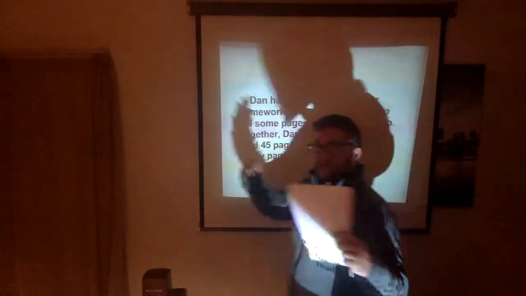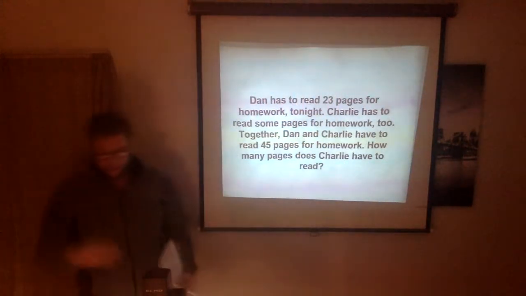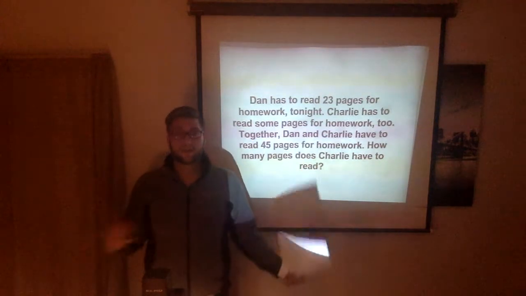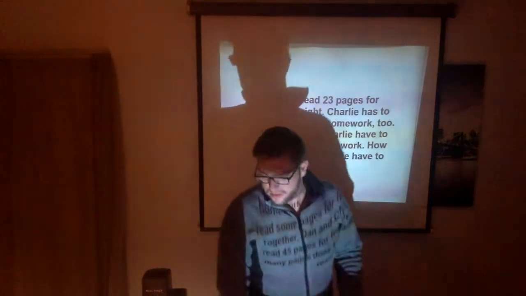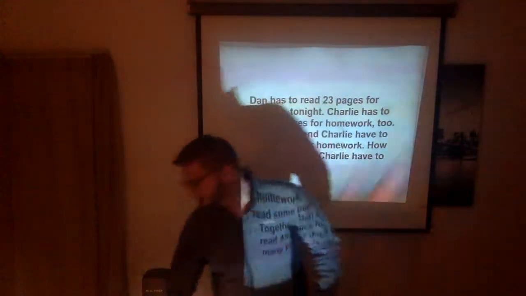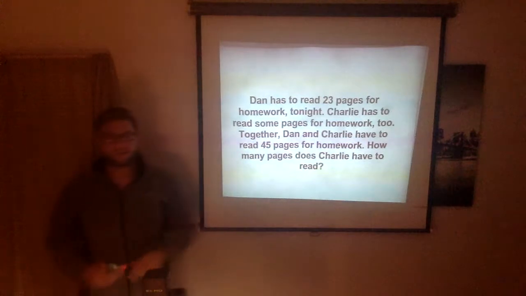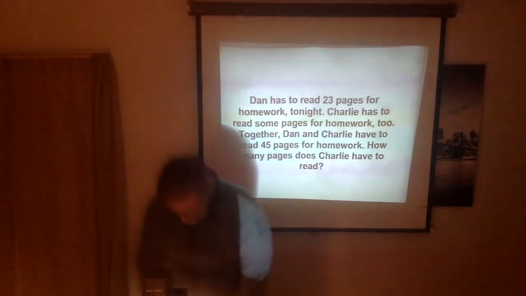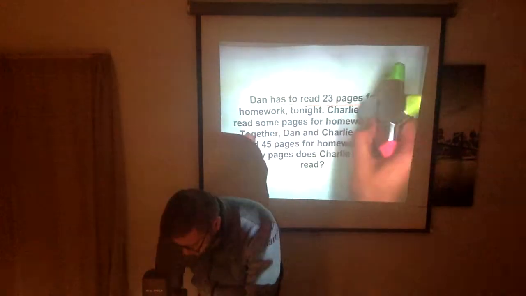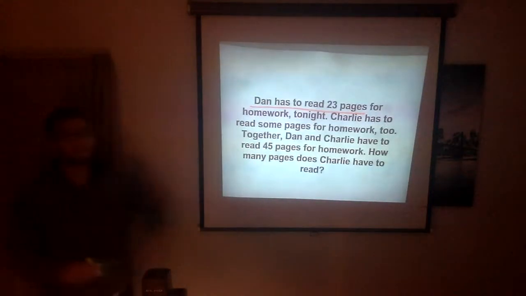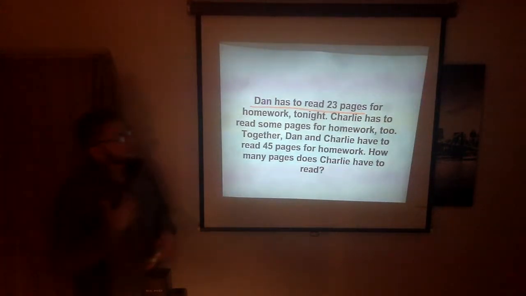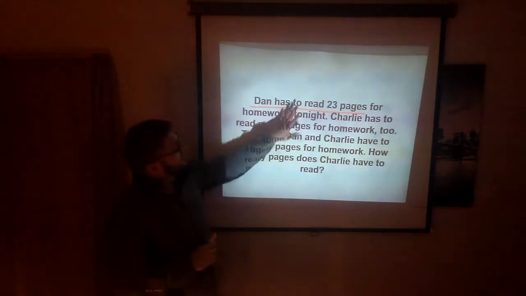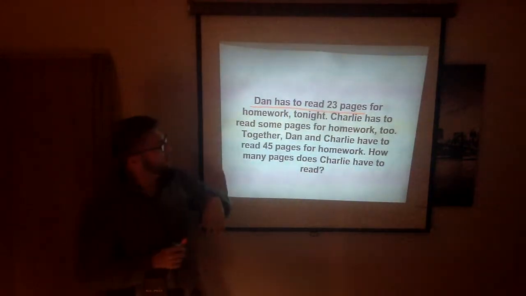So let's take a look. Let's identify some of the things that we do know and that we can take from this and put it in our knowledge before we start setting up our model. So looking at this, what's the first thing that they tell me? You're right. Dan has to read 23 pages. So we can mark that on there. What else does it tell us that we know, that we can take away from this?